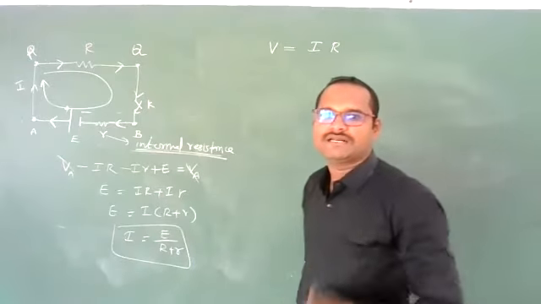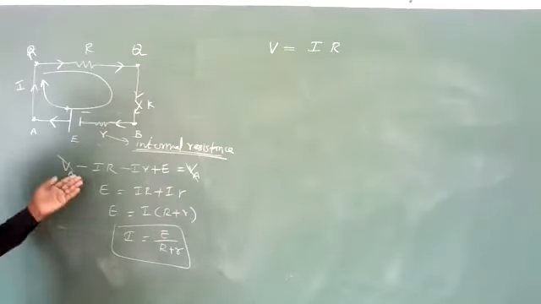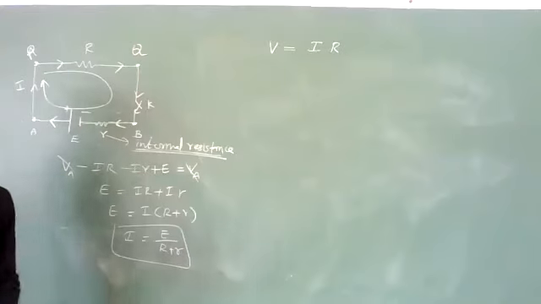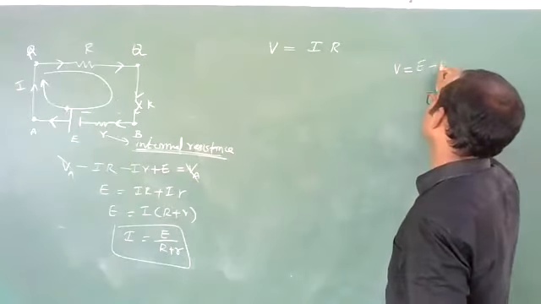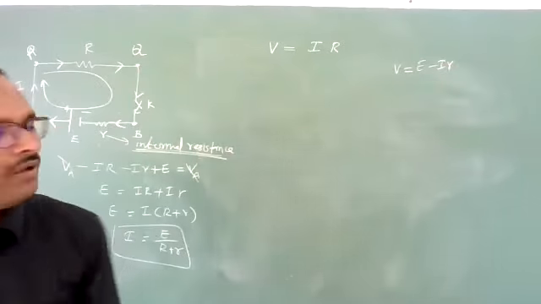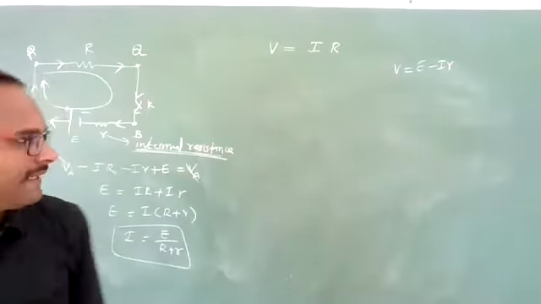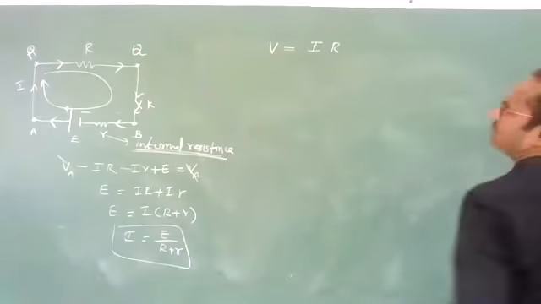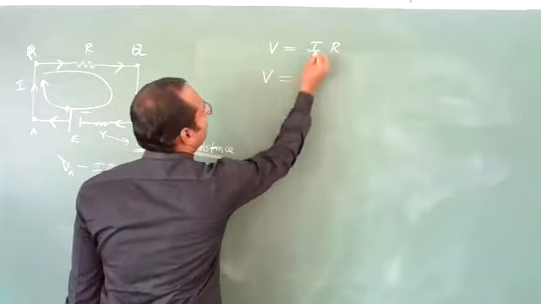Potential difference is nothing but IR between these 2 points. Or if you want, you can write E minus I small r also. You can write that V can be written as E minus I small r. Both the values will give you the same reading. With numericals also we will do later.